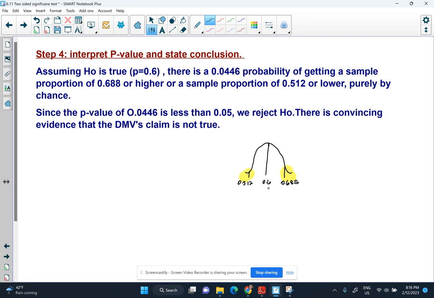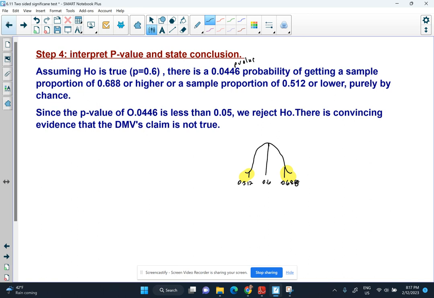So assuming 0.6 or H0 is true, so p is equal to 0.6, there is a 0.0446 probability, that's my p-value, of getting a sample proportion of 0.688 or higher. So I'm just looking at the picture. Or a sample proportion of 0.512 or lower, purely by chance. That's the interpretation of p-value. And then you make your conclusion line. Since the p-value of 0.0446 is less than 0.05, we reject H0. There's convincing evidence that the DMV's claim is not true.